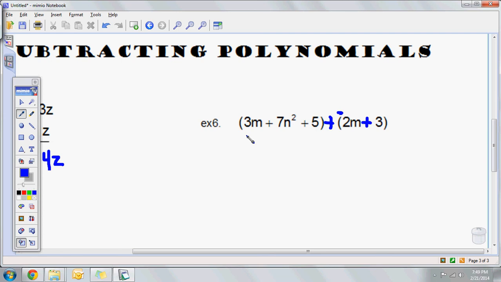So now we can go ahead and add them up. So you got to match up your like terms. So I have 3m plus a negative 2m would give you 1m. This term, positive 7n squared, doesn't have anything that would combine with it, so I'm just going to bring it down. And then a positive 5 plus 3 would give you a positive 8. Alright? So again, make sure you have your signs in between, adding the opposite, and you're only changing everything that's to the right of your sign.